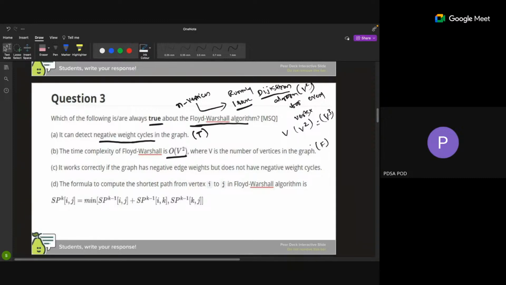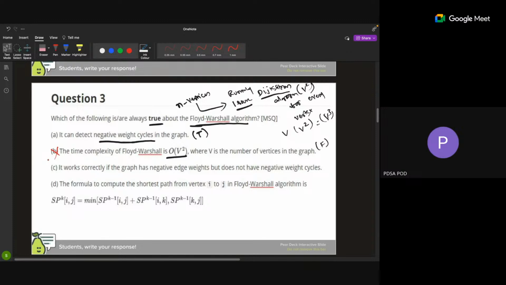You can check it. You can even open the algorithm structure or code structure. There are 3 nested loops. The outer loop is there, again an inner loop is there, and the innermost loop is there. That is what Floyd-Warshall is. So B is going to be false. This is false. So the first one is true.